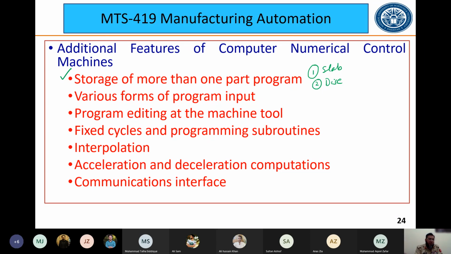Then there can be various forms of input. For program input, we can program on the software, and on the machine itself there is a term written as MDI. This is manual data input. With the help of this, it is online programming. The MDI is actually online programming.